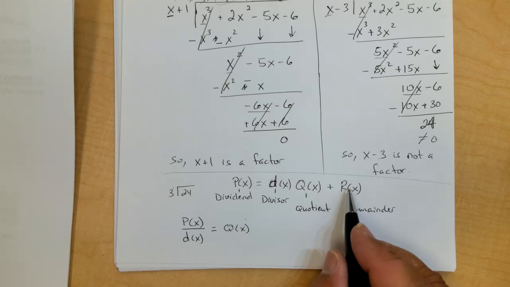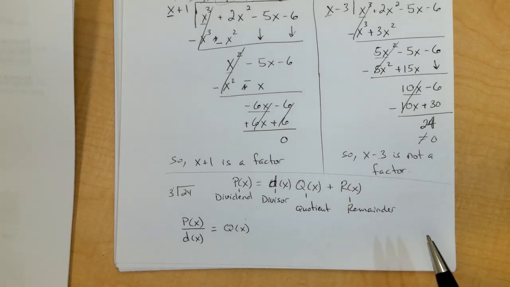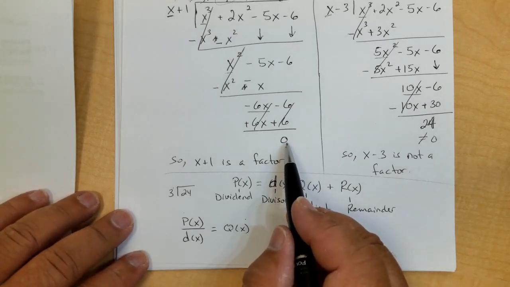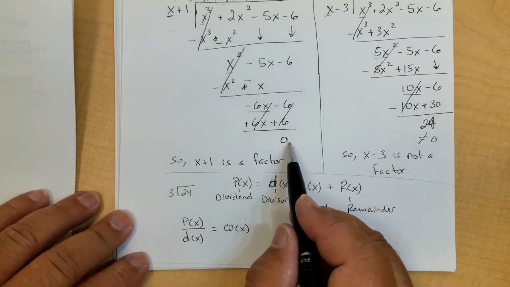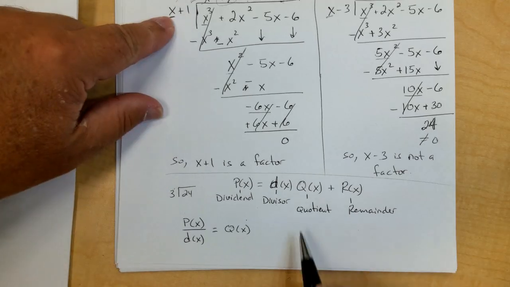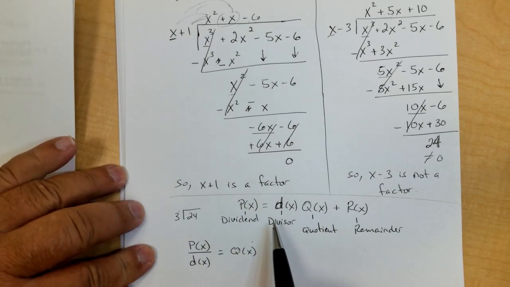If there's anything left, it's a remainder. So it's easy. If the remainder is 0, what we have here is this. Let's look at this first one.